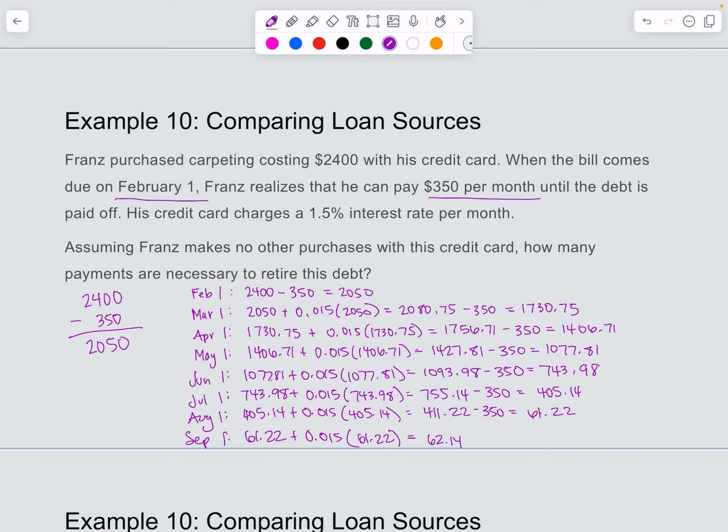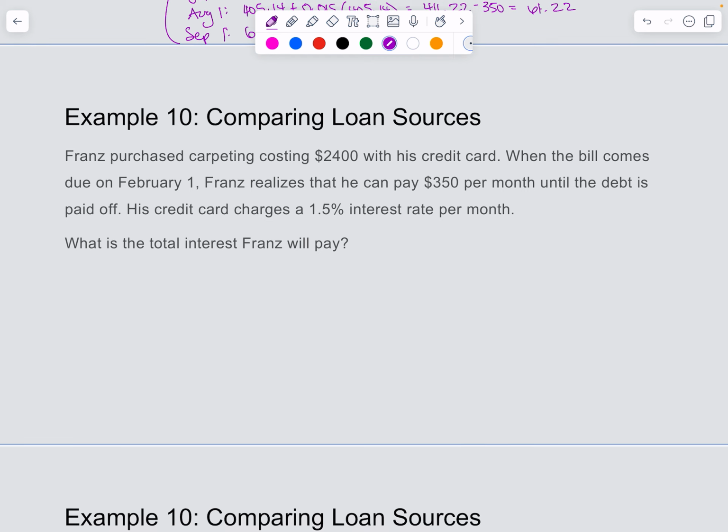So it looks like in September it will be low enough where he doesn't have to pay $350. He'll just pay $62 to pay that off. So how many payments will he need to make? 8 payments. 7 of them for $350, 1 of them for $62.14.